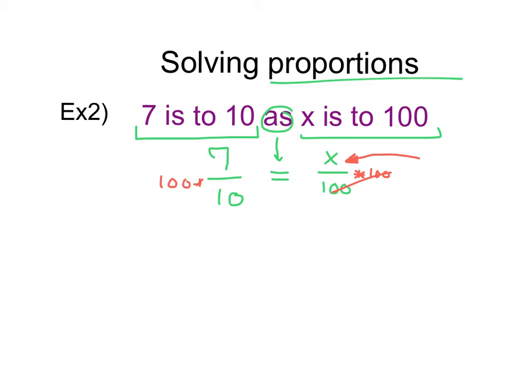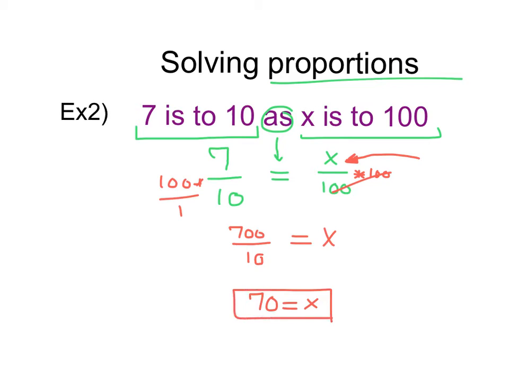In doing so, I end up with x alone on the right. I then have 100 over 1 times 7 over 10. So that becomes 700 in my numerator over 10 in my denominator. Remember that we are multiplying across there. And then I know 700 divided by 10 is just 70. So we can see that x is equal to 70.